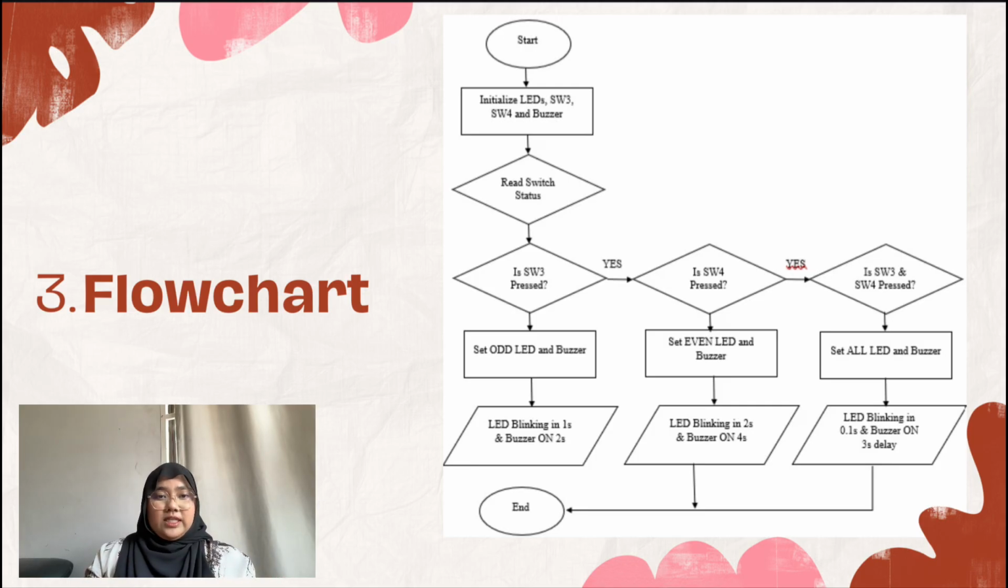But if someone presses both, like Switch 3 and Switch 4 pressed at the exact same time, the logic overrides everything else to trigger a rapid emergency stop, flashing all 8 LED with a super fast 0.1 second delay. Of course, if no one is pressing anything, the system doesn't do anything crazy. It just keeps looping smoothly, waiting for the next input.